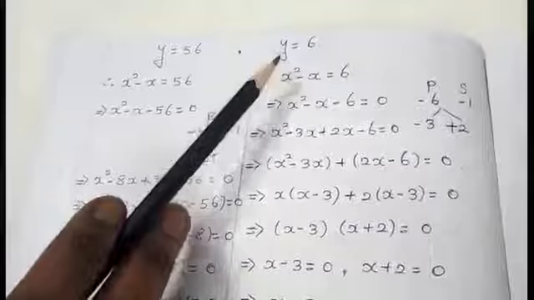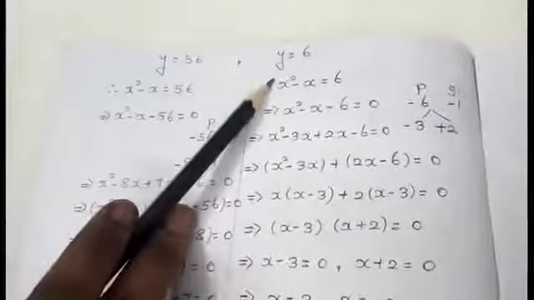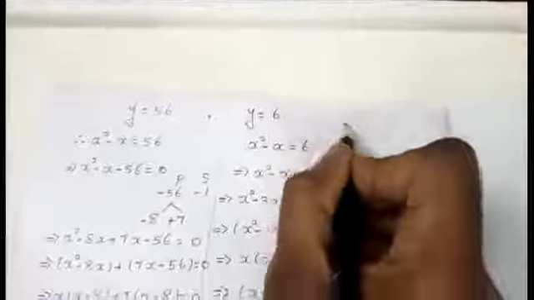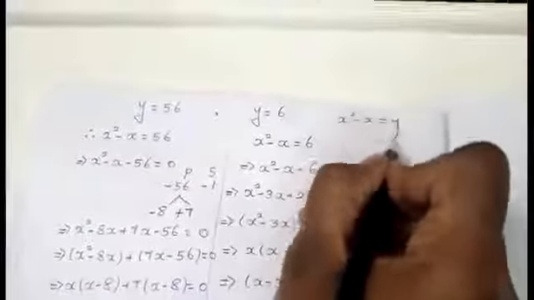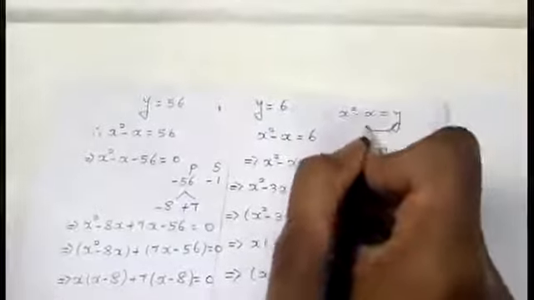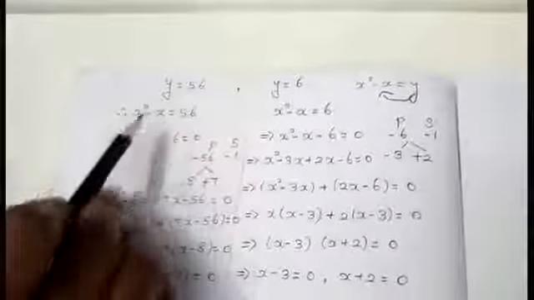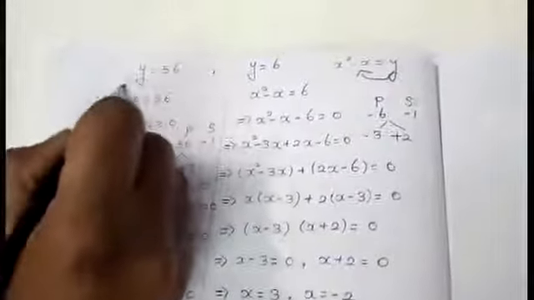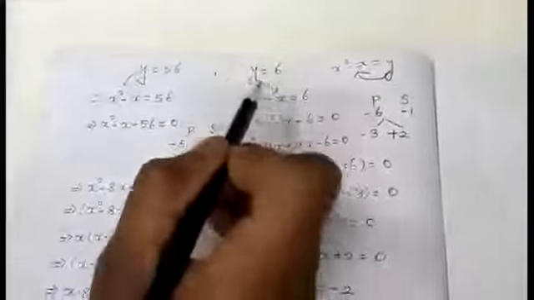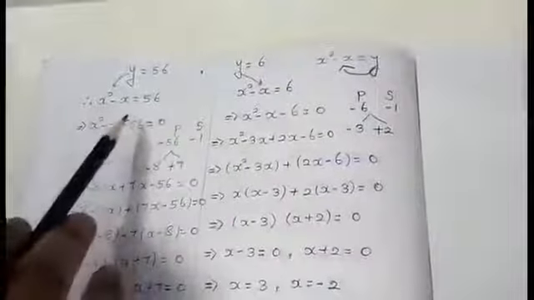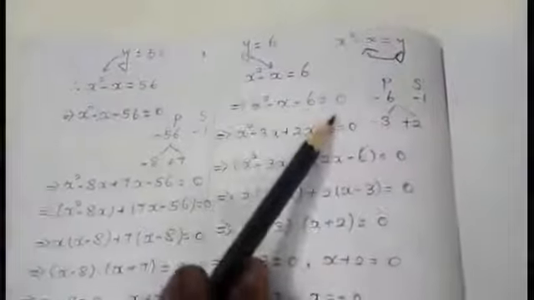So when I am finding y, I am getting these 2 values. But in place of y, what is the value we are having? That is x square minus x equals y. Again, I am going to replace this y as x square minus x. After replacing, you will be getting quadratic equations. I am dividing this part into 2 sides. x square minus x minus 56 equal to 0. x square minus x minus 6 equal to 0, students.